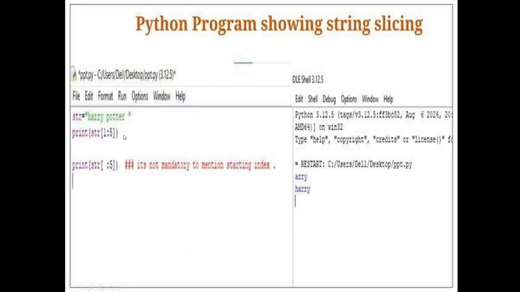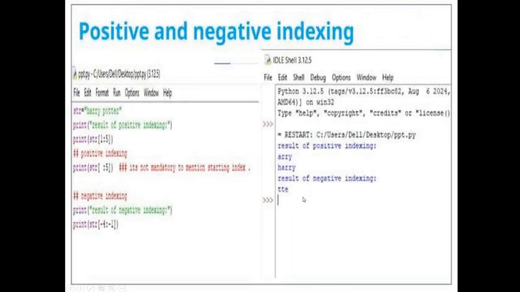So it is this Harry Potter string, and print string from 1 to 5, and print string 5. It will print Harry, and then Harry. So this is positive and negative indexing: how to access the string with positive indexing and negative indexing.